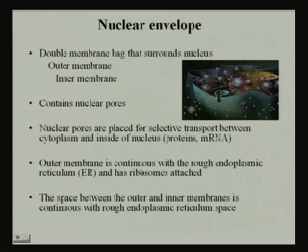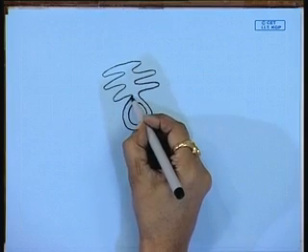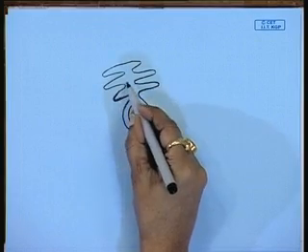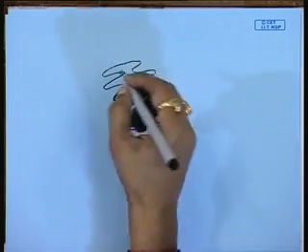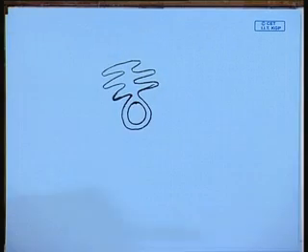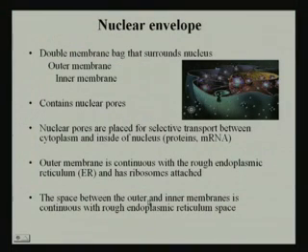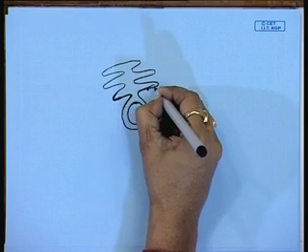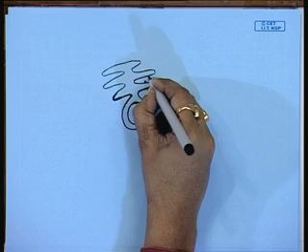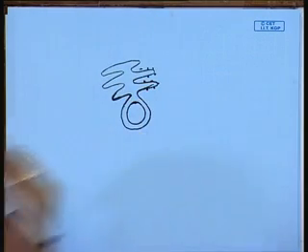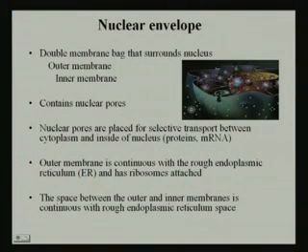The outer membrane is continuous with the rough endoplasmic reticulum and has ribosomes attached to it. Now, if this is the nucleus, the nucleus has an outer membrane. The outer membrane is attached to the endoplasmic reticulum, and here these are the two layers of the nuclear membrane. The space between the outer and the inner membrane is continuous with the rough endoplasmic reticulum. So, if some ribosomes are attached to it, it is called the rough endoplasmic reticulum. So, it is present in the nucleus.